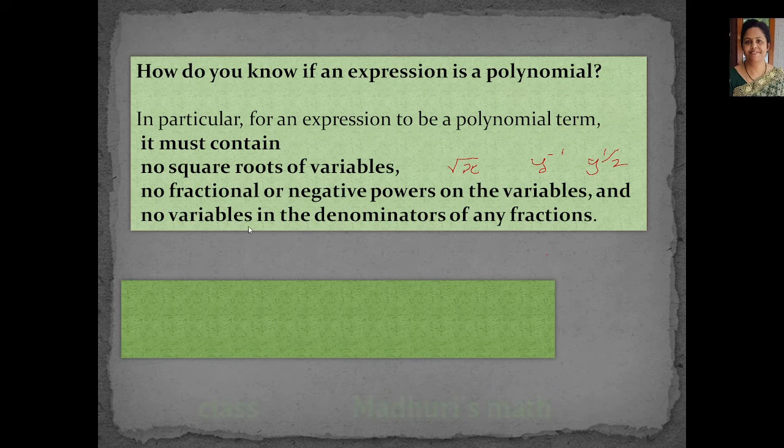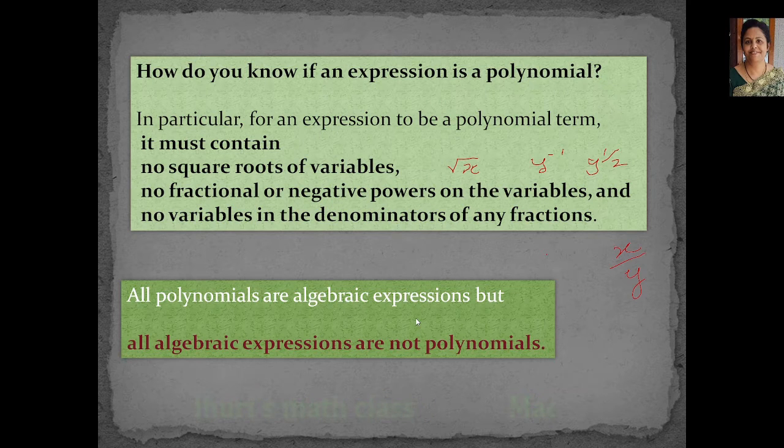And no variables in the denominator of any fraction. It should not be x divided by y. No variable in the denominators of any fraction. So a polynomial has no square roots of variables, no fractional or negative powers on the variables, and no variables in the denominators of any fractions. All polynomials are algebraic expressions, but all algebraic expressions are not polynomials.